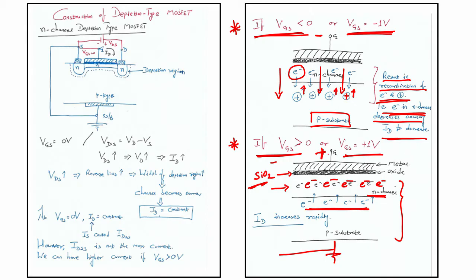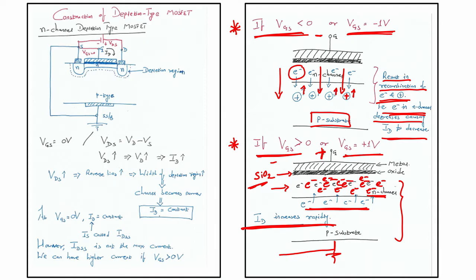Now, if I apply positive with respect to the substrate, then what will happen? The electrons, which are minority carriers from the P substrate, will be pulled up, and there will be a greater number of electrons in the channel. That will cause my ID to increase rapidly.